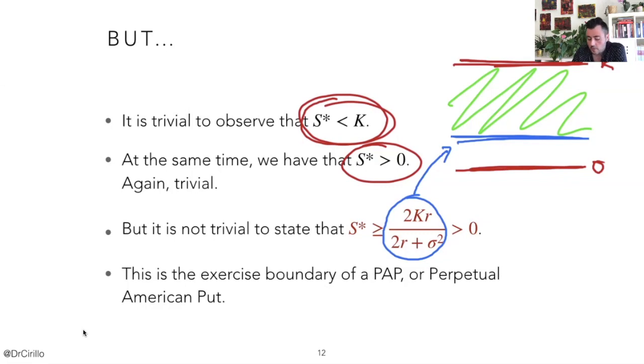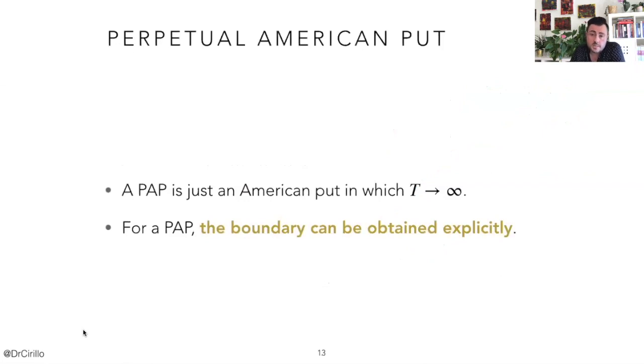Now, as I already told you, a perpetual American put is nothing more than an American put in which the maturity, capital T, tends to infinity. Now, this is not a very realistic product in the sense that it is not traded on the market, so it is not very clever to enter in a product like that, but it is very useful from a theoretical point of view because it gives us this very nice lower bound that we can exploit in our algorithms.